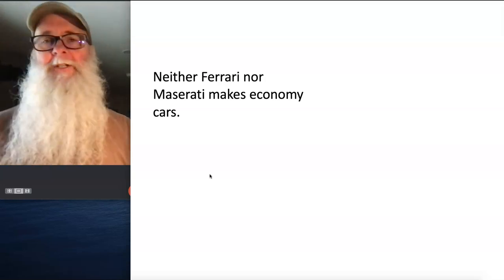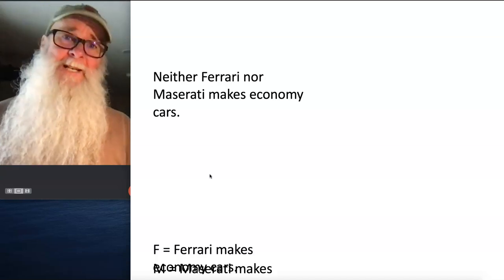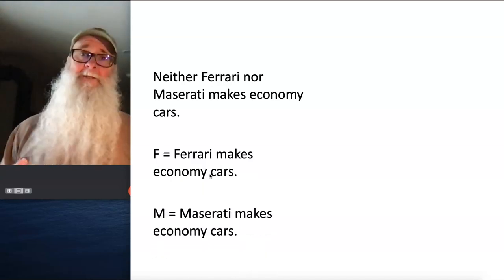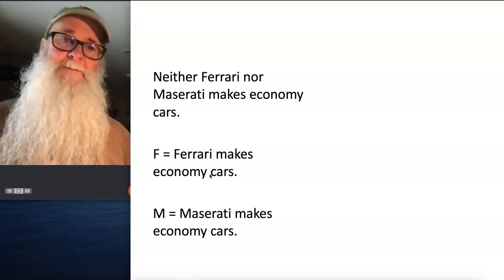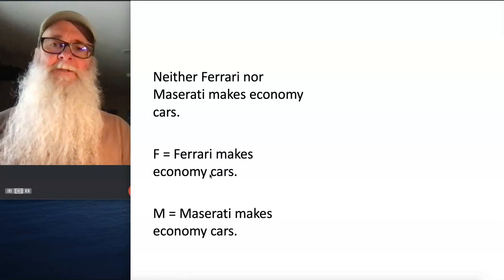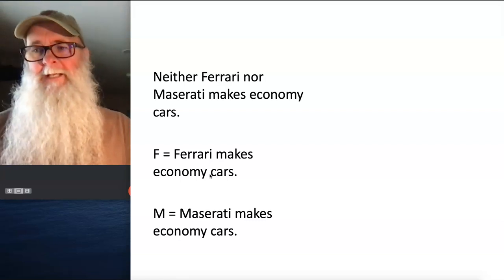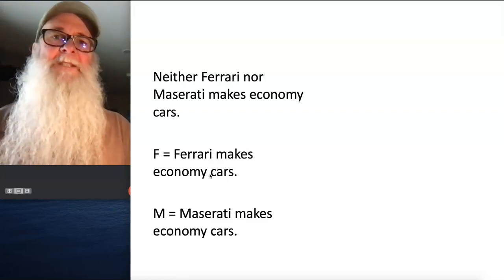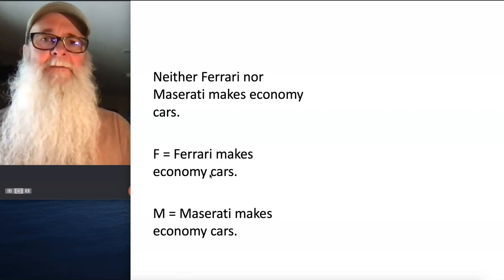At first glance, this might strike us as a simple statement, but it's actually a compound statement comprised of these two simple statements. Ferrari makes economy cars, Maserati makes economy cars. All right, and we can symbolize those two simple statements using F and M. The question for you is, how would you symbolically represent this neither nor statement using F and M?